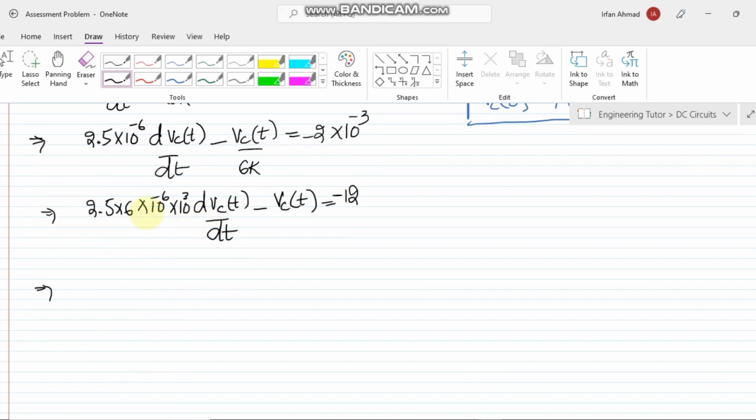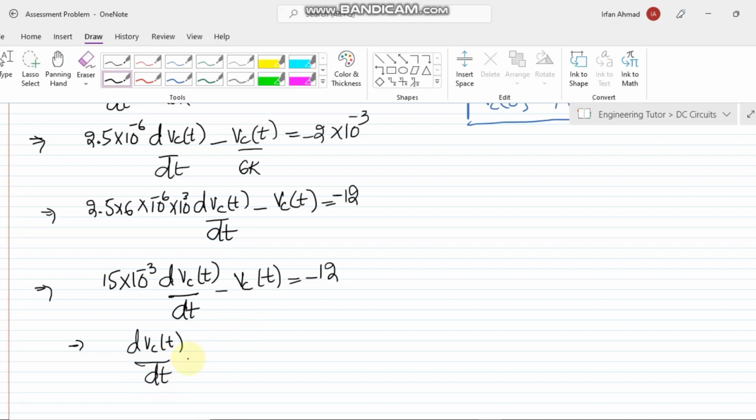So calculating the terms here, 6 into 2.5, that is 15, into 10 raised to power minus 3, into dVC(t) divided by dt minus VC(t), that is equal to minus 12, or that is also 0.015, and dividing both sides by this term here, what I will get, so let me write it easily here, that will be dt, and the equation at the end will be 0.015 dVC(t)/dt, okay, VC(t) is equal to minus 800 here.